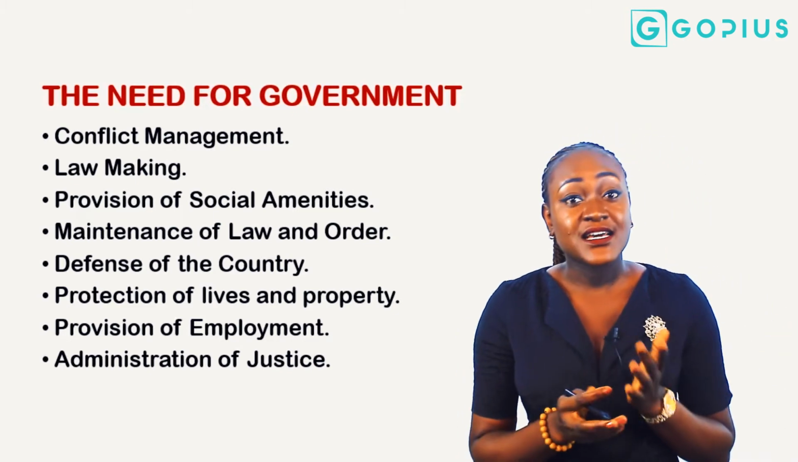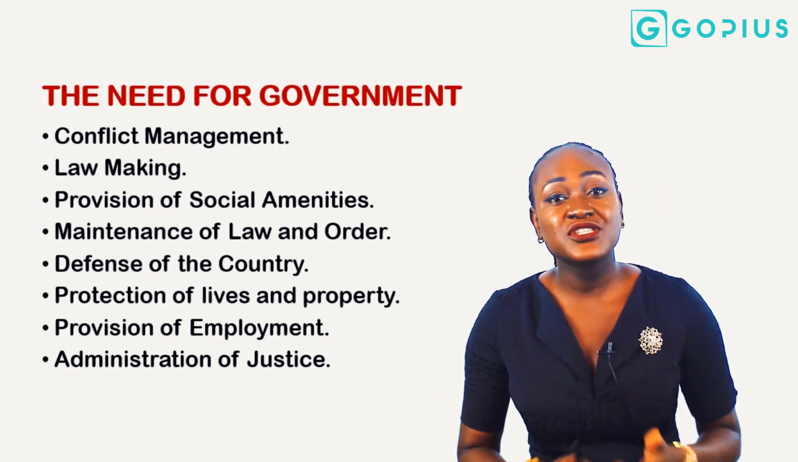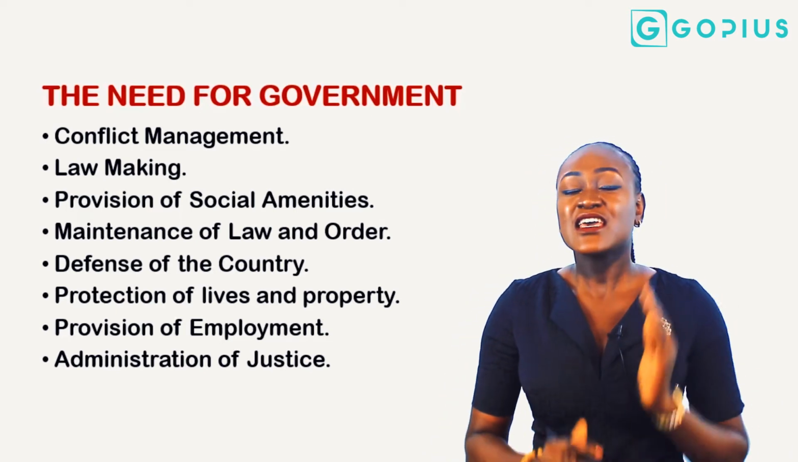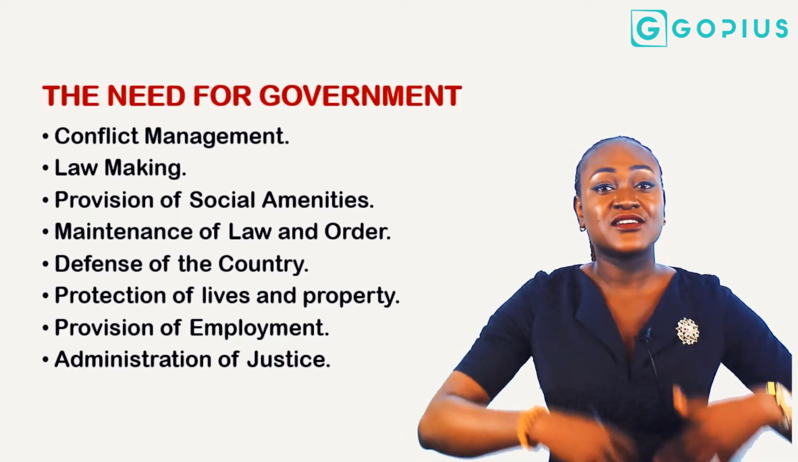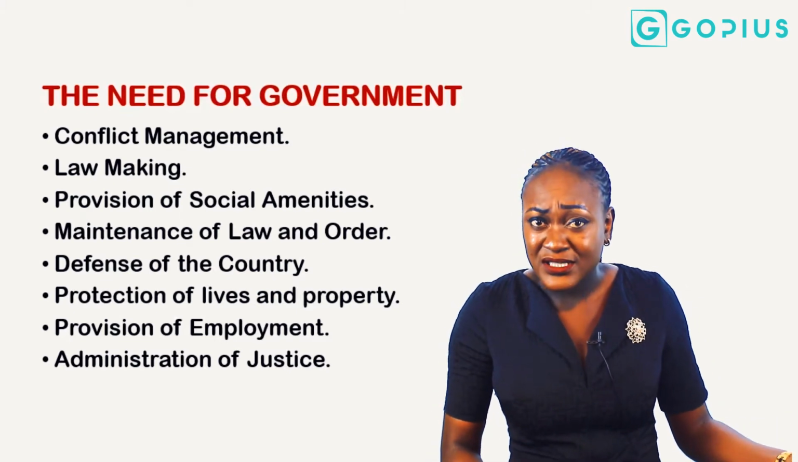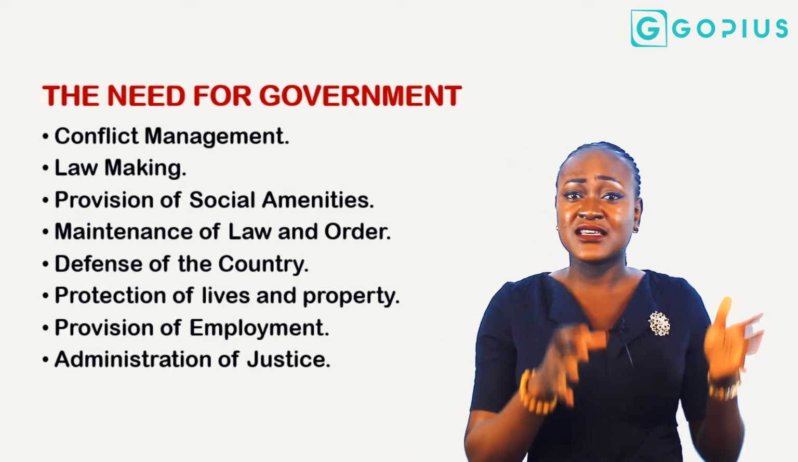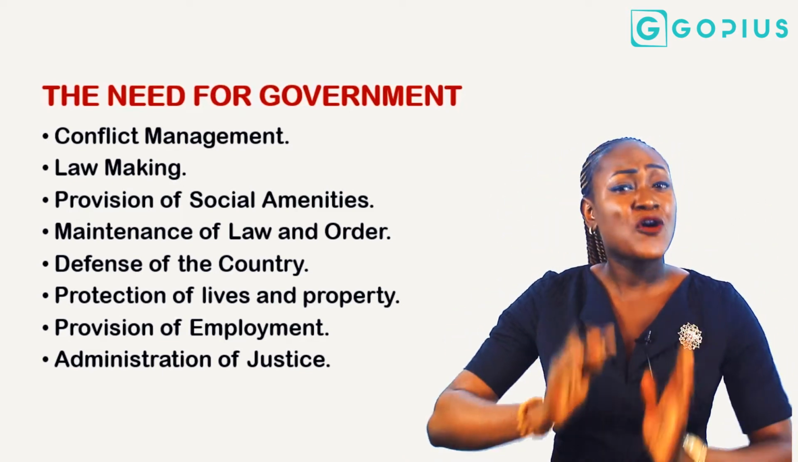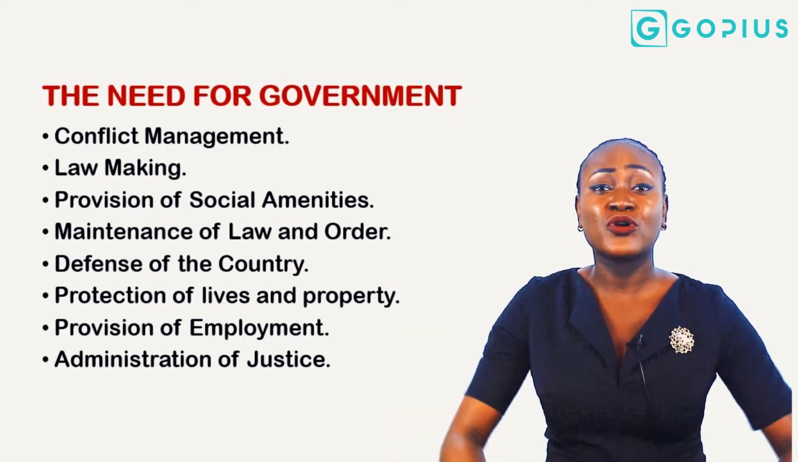Now, maintenance of law and order. Like I had already said, there will be so much chaos in the society if there are no laws, and it will be worse off if there are laws and there are no persons to enforce these laws. And so why do we make laws? They are not enforceable by ourselves. We have the police, we have several other executive arms who would help us to enforce these laws, to make sure that these laws are brought to being.